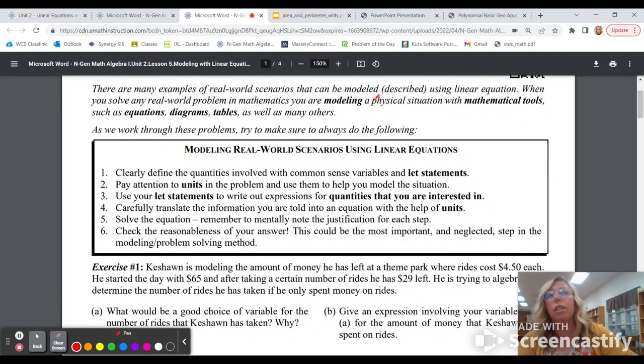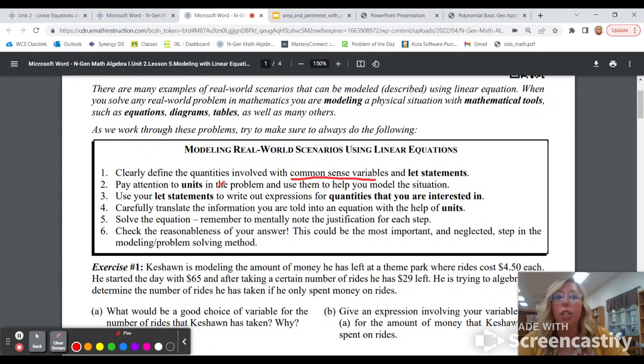So when you are looking at a real world scenario to solve involving equations, you're going to go through these steps here to make sure that you're getting all the information that you need and using it appropriately. So step 1, clearly define the quantities involved with common sense variables and let statements. Let statements just means like let X represent blah, blah, blah. So whatever information is in the problem, use common sense variables. So like if the problem's talking about money, maybe use an M. If it's talking about seconds, maybe use S. That's what it's referring to with common sense variables there.